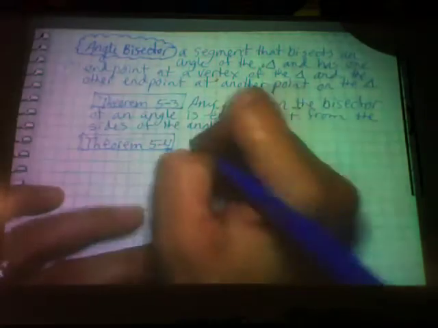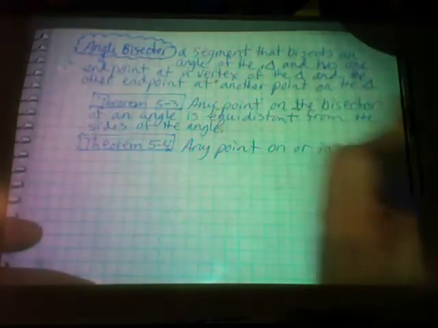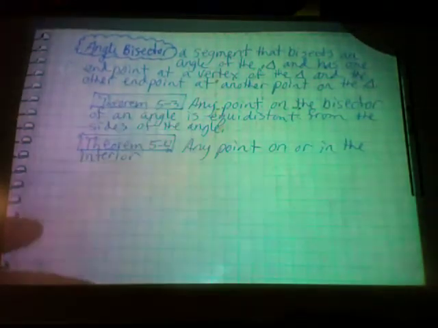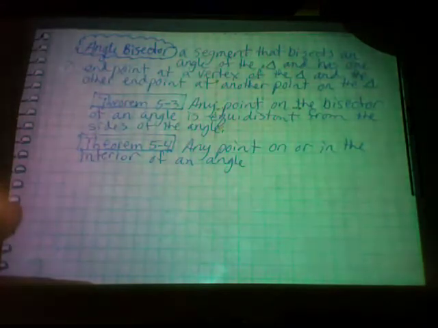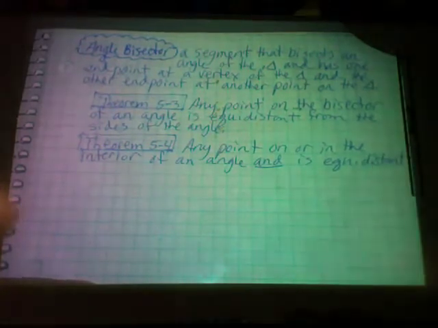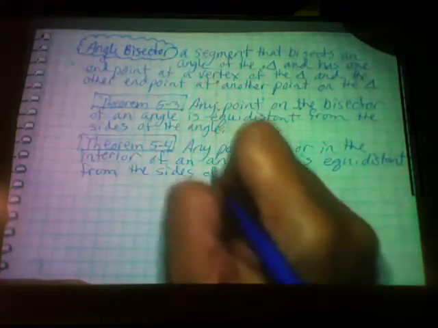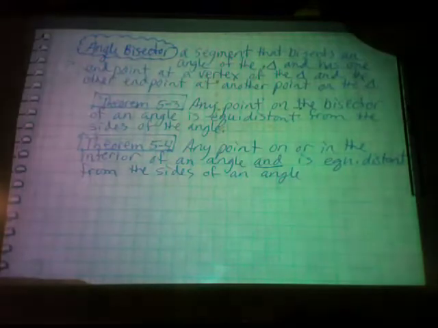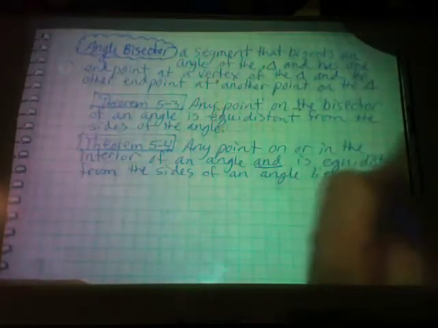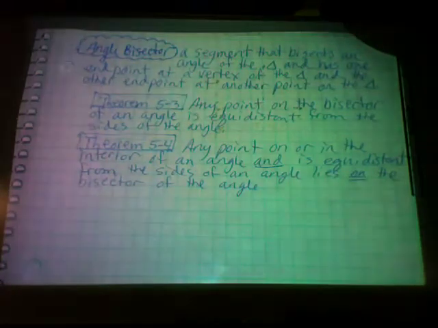All right, Theorem 5.4 says any point on or in the interior of an angle and is equidistant from the sides of an angle lies on the bisector of the angle. So they're just converses of each other.